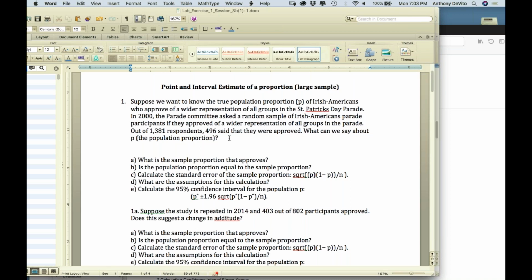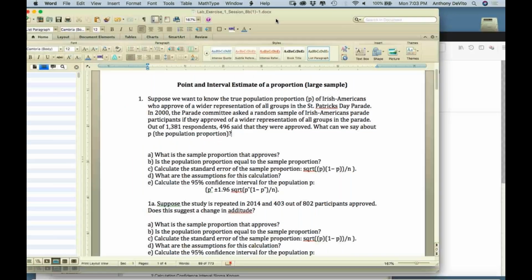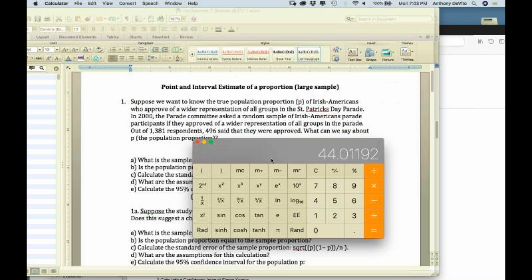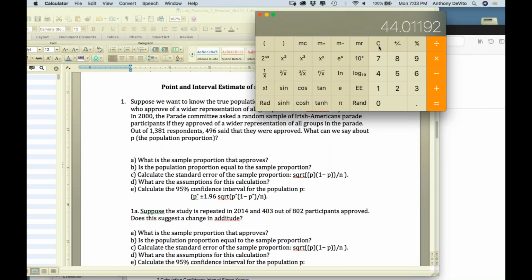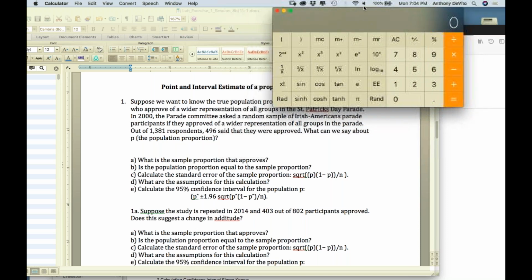Well, we get a value from this, right? What's that value going to be? What proportion of our sample said that they were in favor of a wider representation? How many people did we sample? 1,381, and 496 of them said they approved. So 496 divided by 1,381 is equal to 0.359, about 36%.